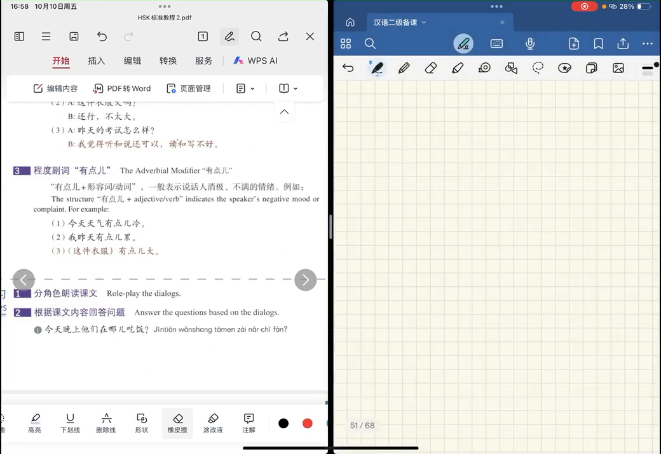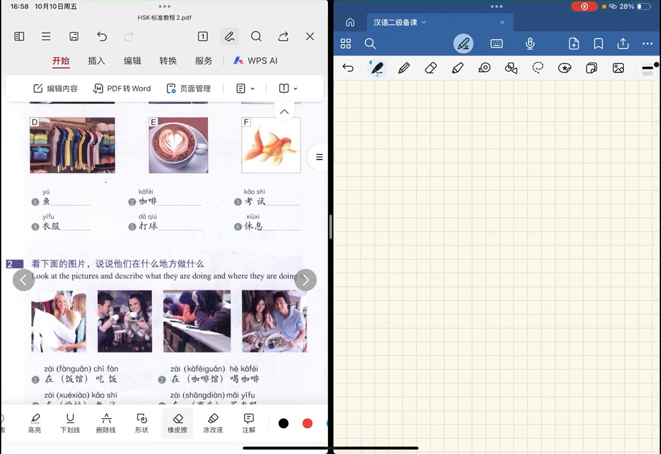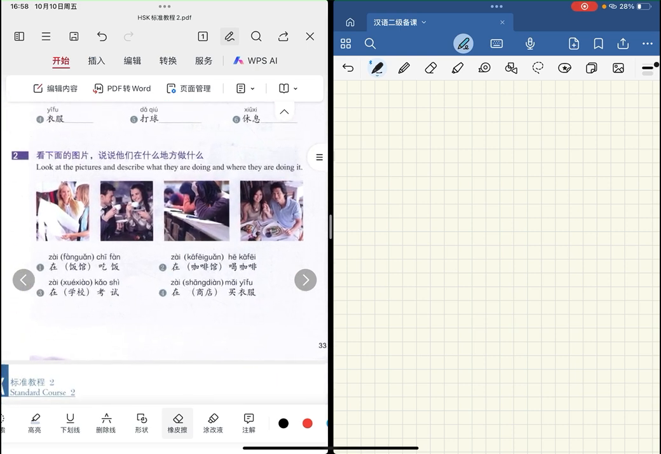Let's continue with the second warm up. Here we can see, look at the pictures and describe what they are doing and where they are doing it. Okay, so for here we need to learn this preposition, this grammar point.